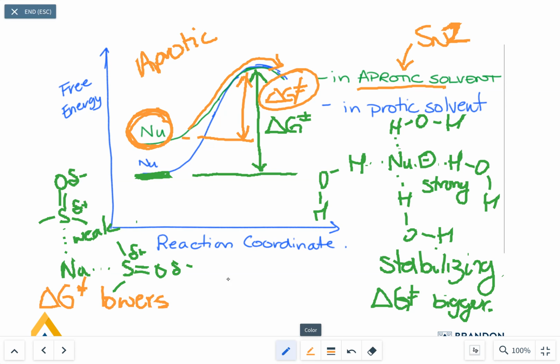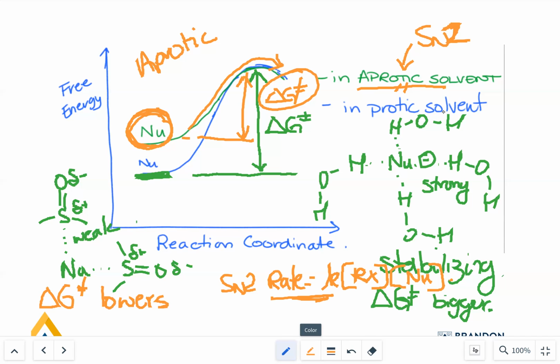Because remember, in an SN2 reaction, the rate equals some rate constant times the concentration of Rx times the concentration of your nucleophile. So in the rate determining step, this nucleophile's got to get over this hump. And so an SN2 reaction involves a nucleophile. So aprotic solvents are going to strongly favor SN2 reactions. And what we're going to see is that protic solvents do exactly the opposite. They're going to strongly favor SN1 reactions. And we'll see that next slide.